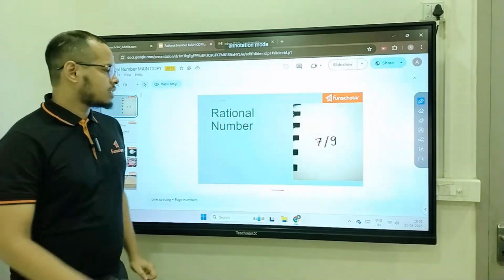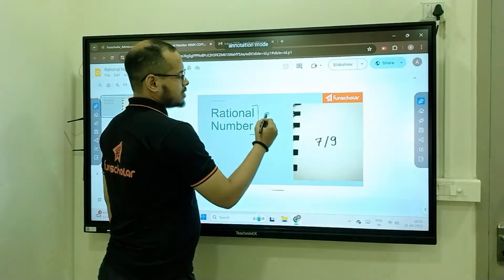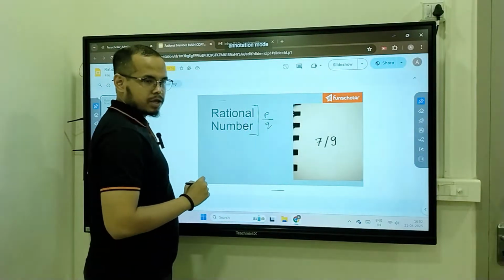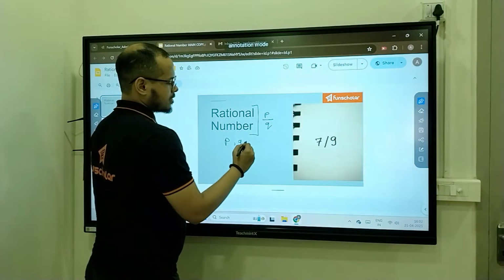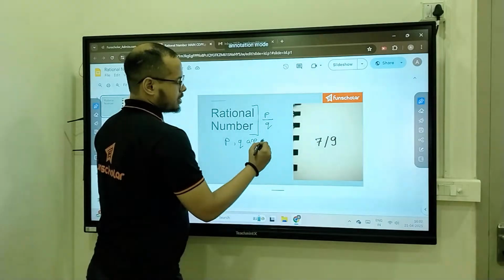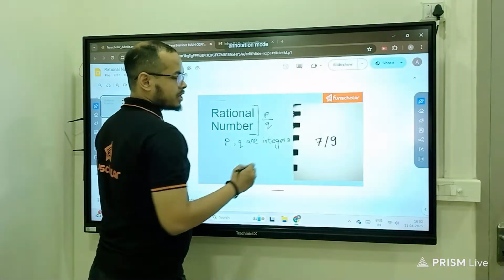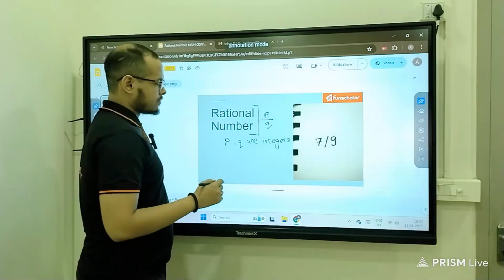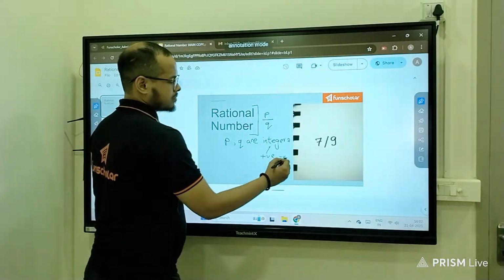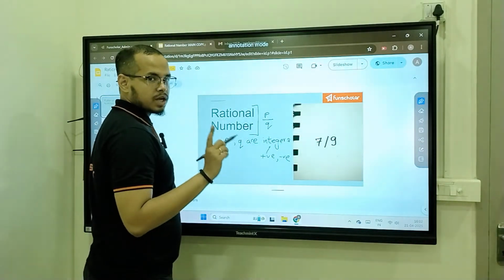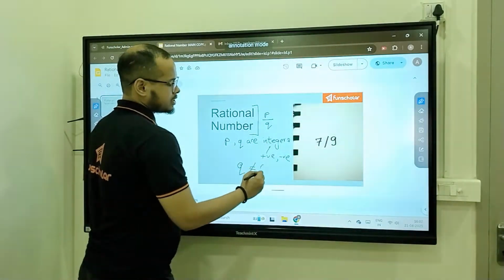Rational numbers are nothing but numbers that are represented in P by Q format. P by Q. Now, what are P and Q here? P and Q are integers. So, as they are integers, they can be positive as well as negative. But there is only one thing that we always have to keep in mind. This Q cannot be equal to 0.